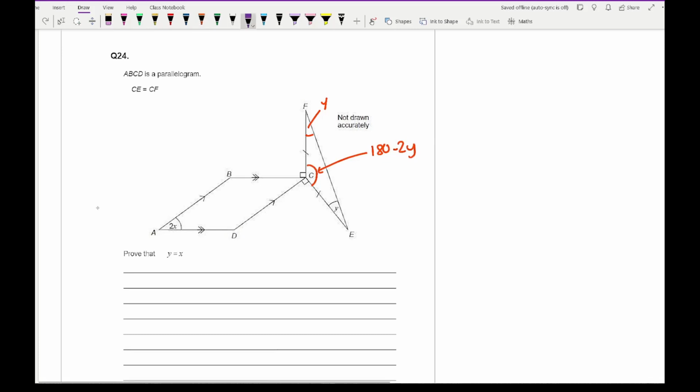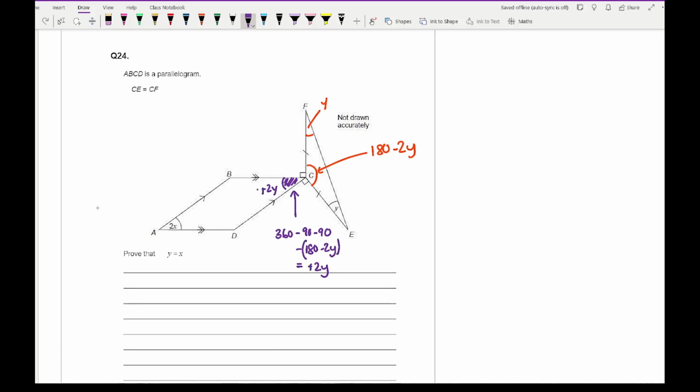Then to work out what this angle here is going to be, that angle there is going to be 360 minus two sets of 90, so minus 90 minus 90, minus the angle at C, which is 180 minus 2y. And what I end up with is minus 2y. So this angle here is negative 2y, which you might think is a little odd, and actually it shouldn't be minus 2y because I've forgotten my bracket, so that should be plus 2y.